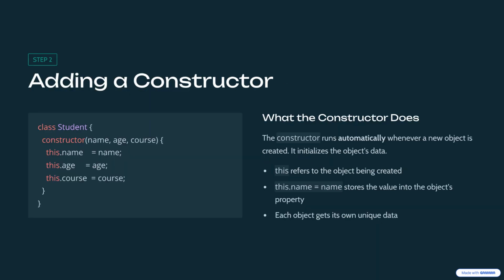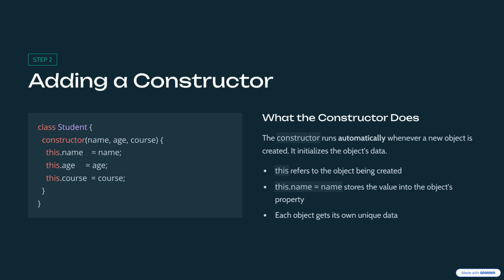Now that we have created a class, we need a way to give each object its own information. This is where the constructor comes in. A constructor is a special method that runs automatically whenever a new object is created. Its purpose is to initialize the object's data. In this example, the constructor accepts three values: name, age, and course.